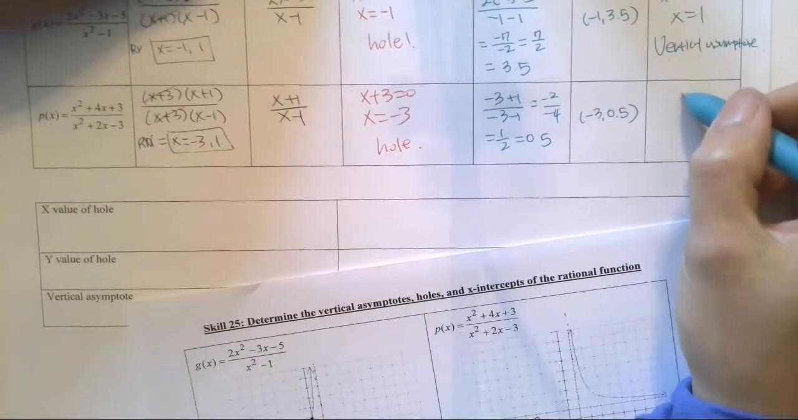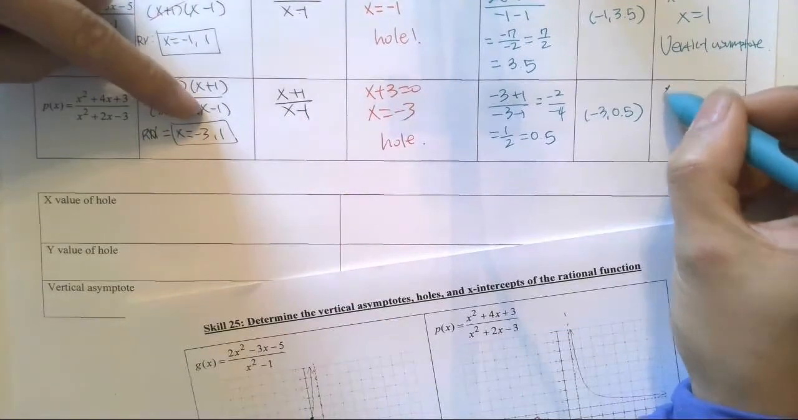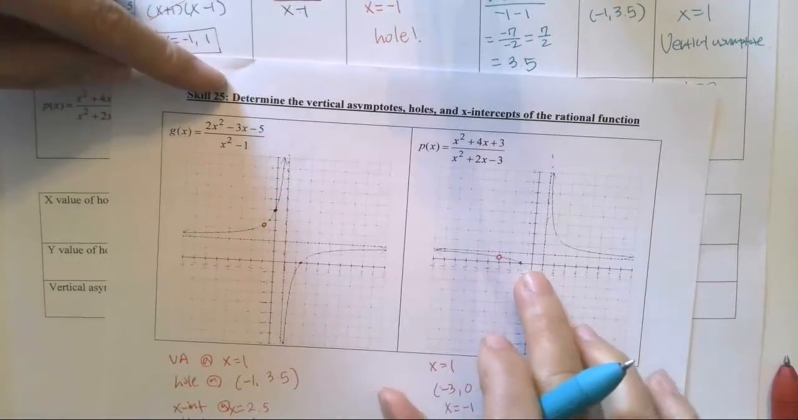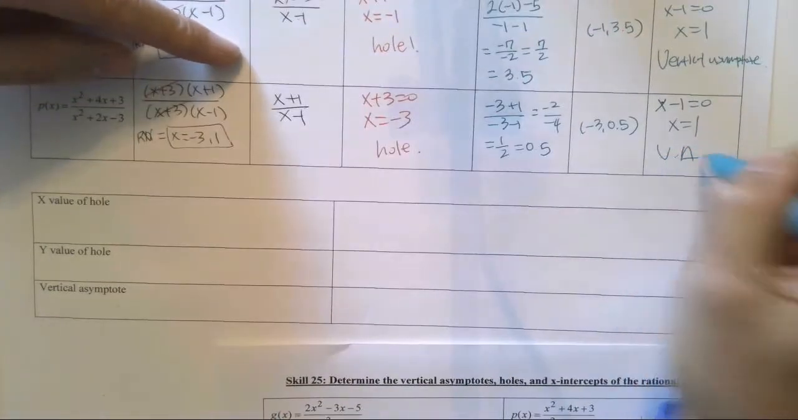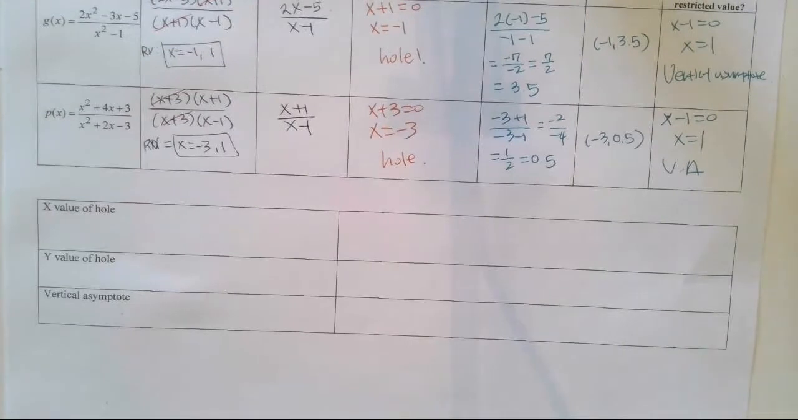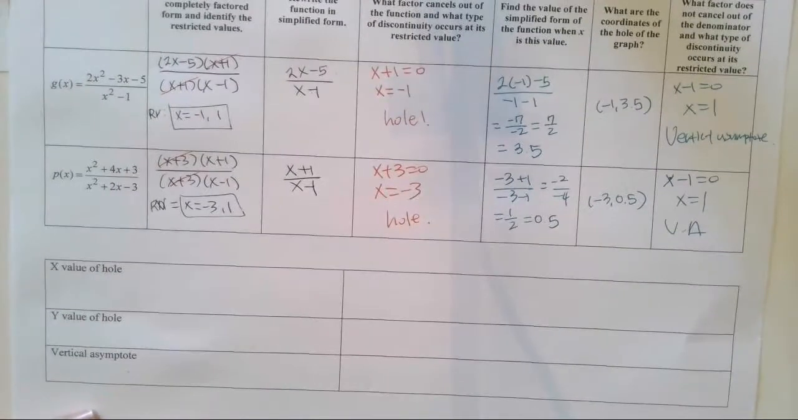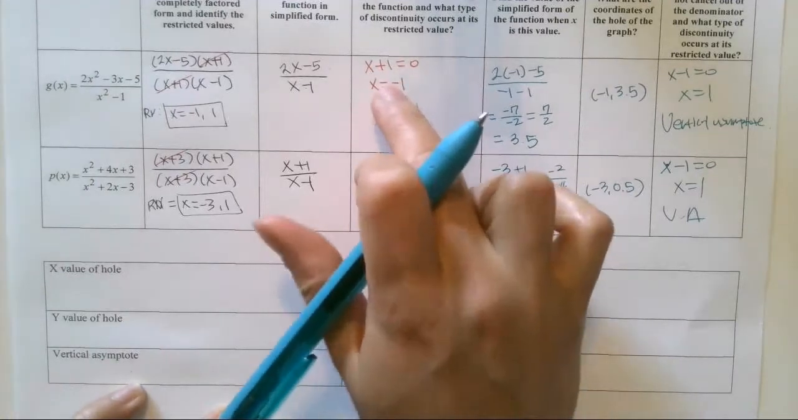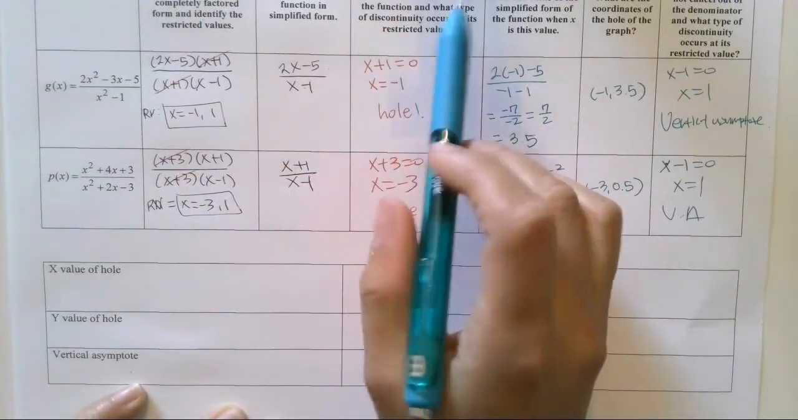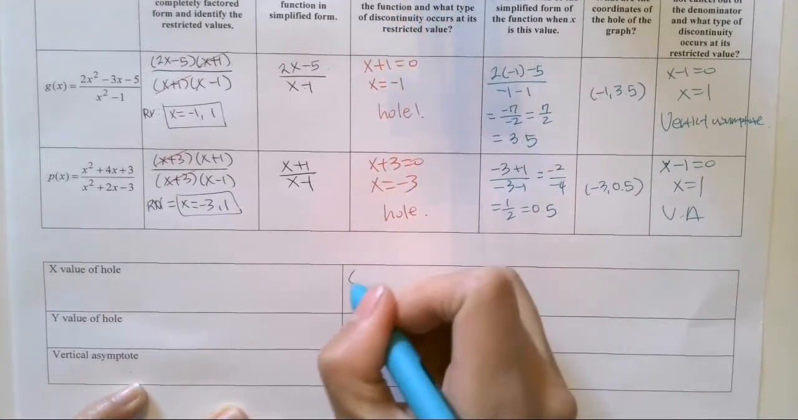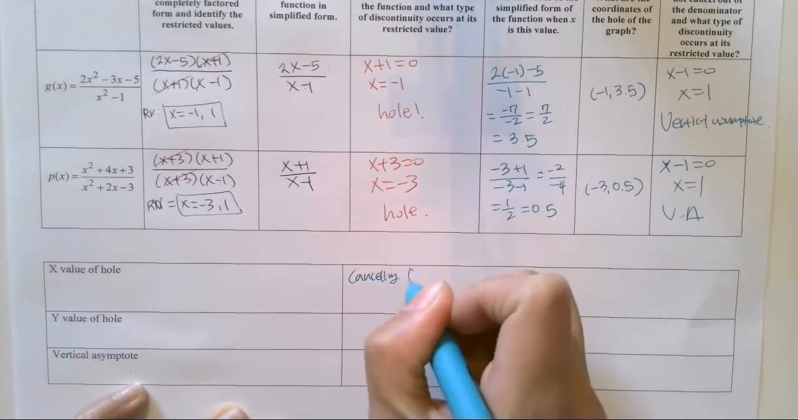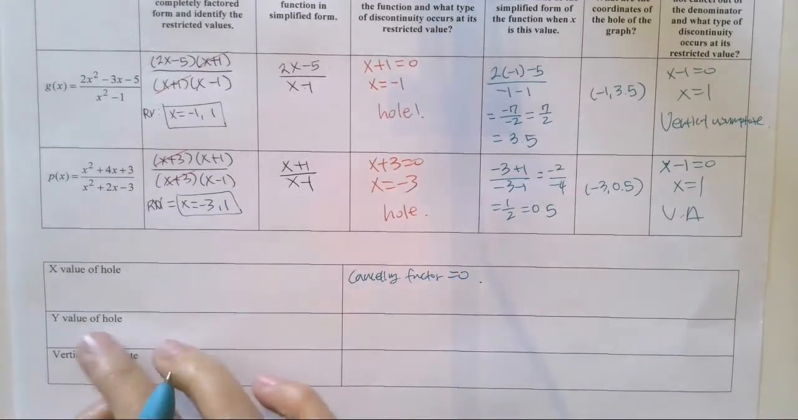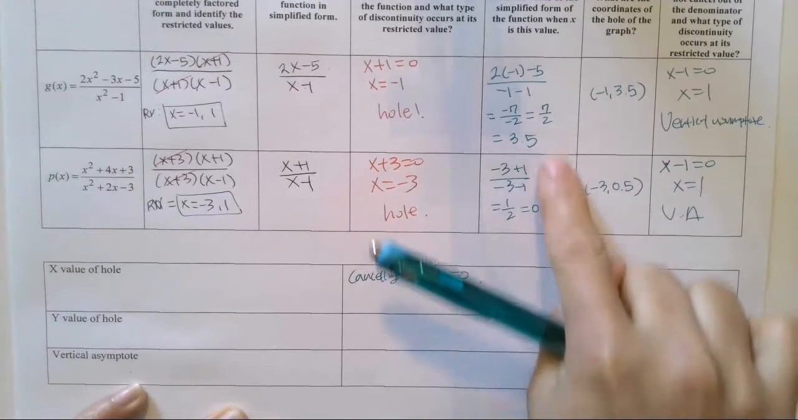Now, the non-canceling factor of the denominator. Which one did you not cancel? X minus 1. X is equal to 1. What happened at x equal to 1? Vertical asymptote. Alright, now let's find out how to find each one. How do you find the x value of the hole? Like, how did you find this? It was the canceling factor equal to 0.